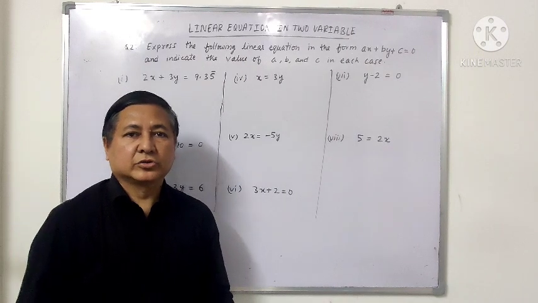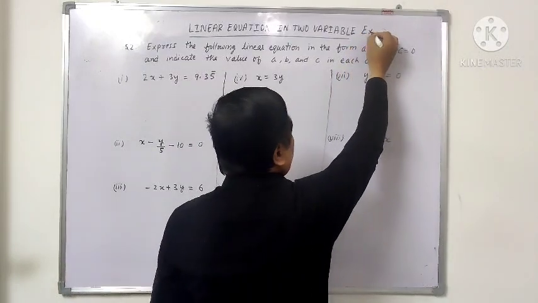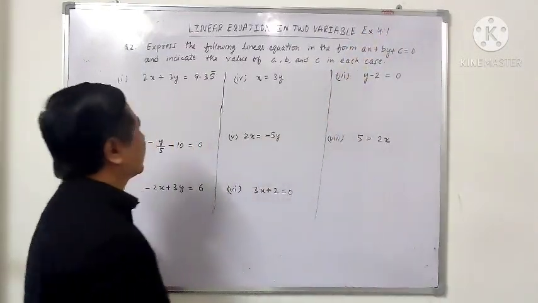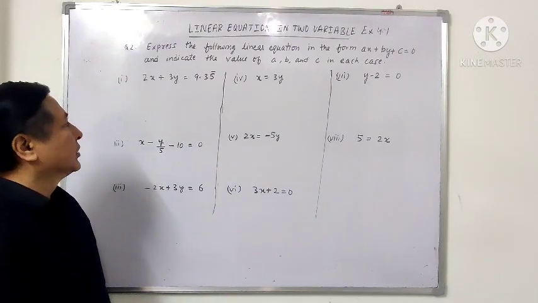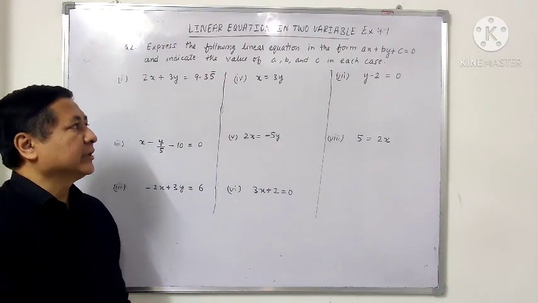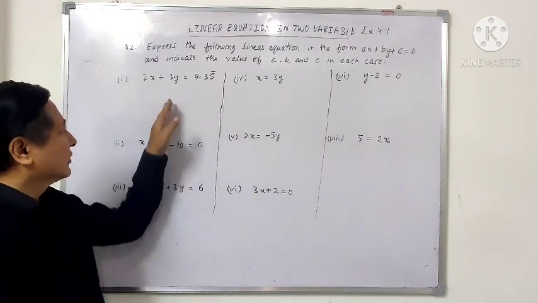Now let us solve question number 2 of exercise 4.1. Express the following linear equations in the form ax plus by plus c is equal to 0 and indicate the values of a, b and c in each case. Now there are 8 questions here. So we will do the first part.